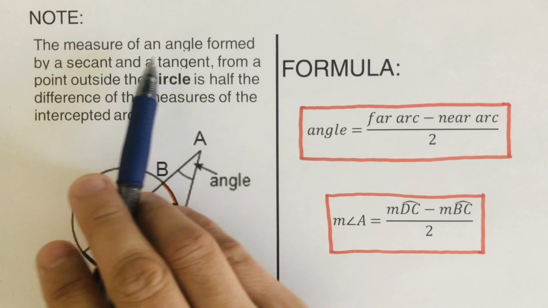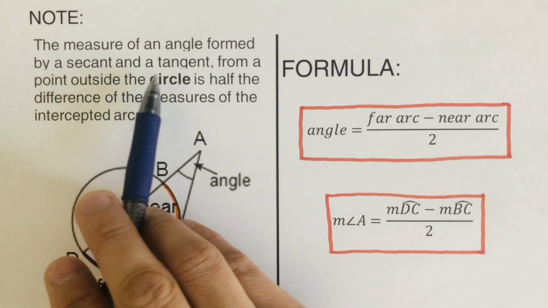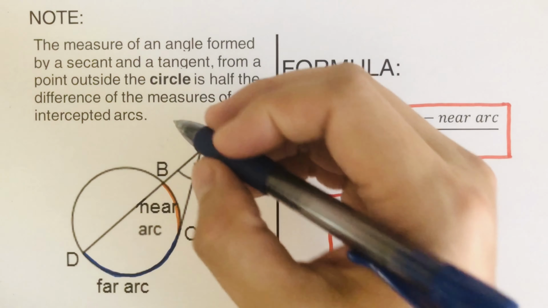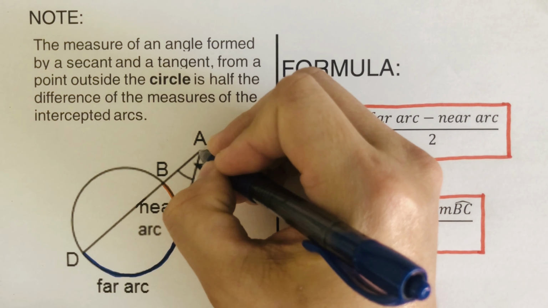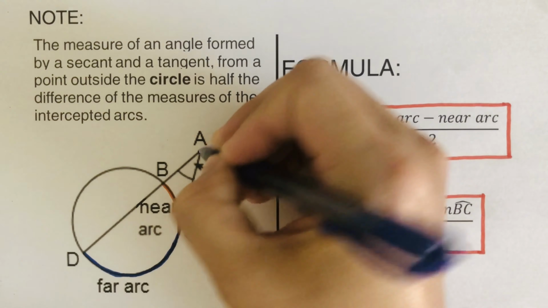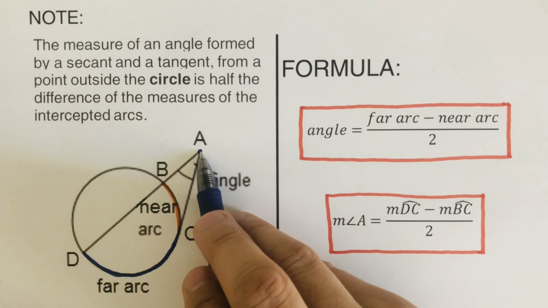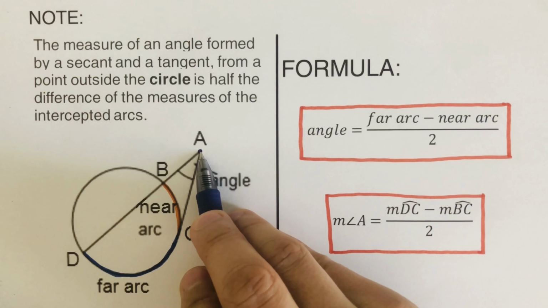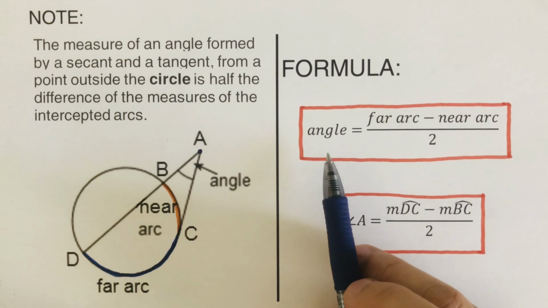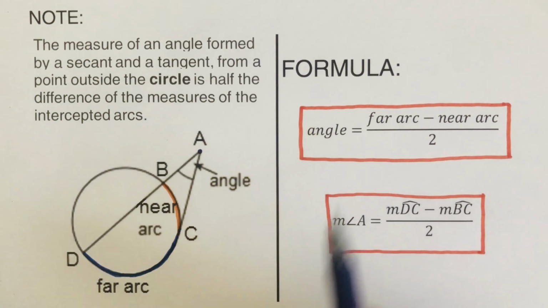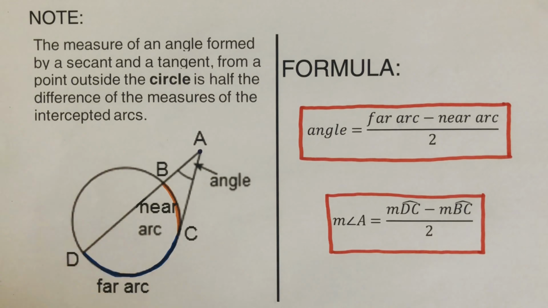The measure of the angle formed by a secant and a tangent from a point outside the circle. The point that we're referring to is A. When this secant and tangent meet at a point outside of the circle, then this formula would work. The angle is equal to the far arc. I labeled it far arc to make a difference from the arc that is close to the angle. Others are going to ask, what do you mean by far arc? It's the arc that is far from the angle.